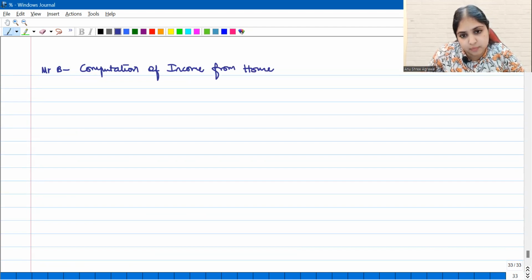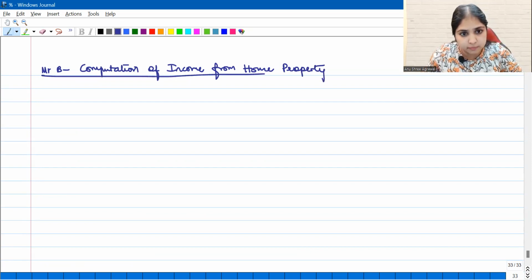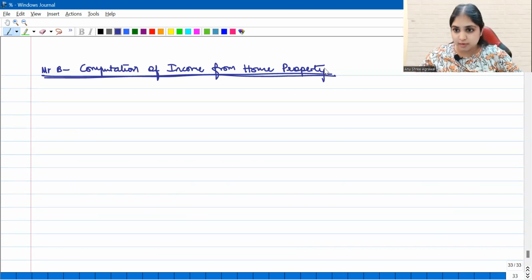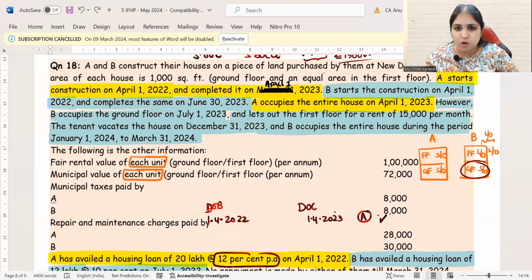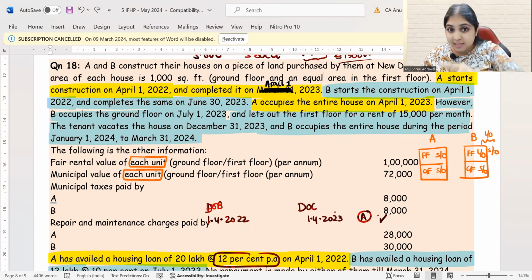Mr. B, computation of income from house property. Now, look at the number of concepts involved here. We've already spoken for Mr. B, ground floor self-occupied, okay. But first floor, part of it is let out, part of it is self-occupied. So we're going to treat as if first floor is let out for the whole year. So see, that one concept is anyways applicable. One more concept is applicable.